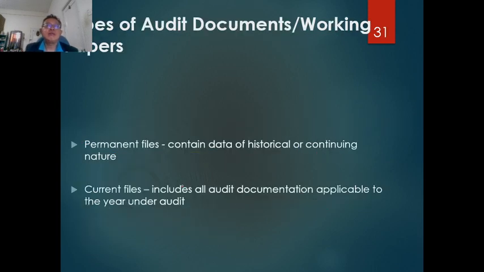Alright, so type of audit documents on working paper, there are two types. One is what we call a permanent file and a current file. What are the things contained in the permanent file? Basically, they contain historical data of a continuing nature. Something that is historical, does not change and will be the same for a certain period, will be kept in a permanent file. Whereas the current file includes all the audit documentation applicable to the year of audit. This is maintained for the current year audit, but the permanent file is maintained for every audit, because it contains historical data.